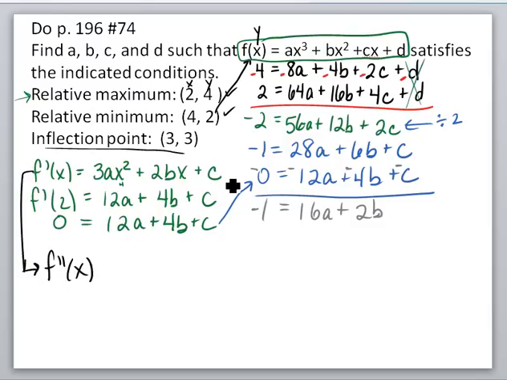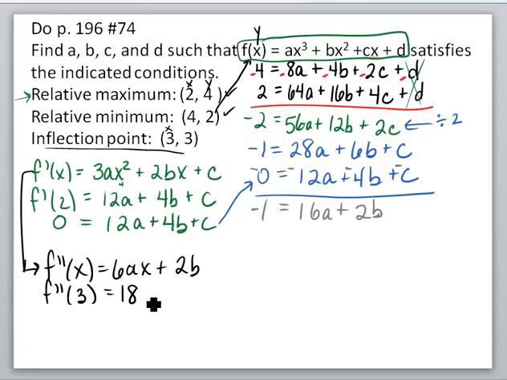I'm going to take the second derivative here, and I get 6ax plus 2b. Now, working with that, I'll be able to say, well, at 3, so the point of inflection occurs when x is 3, I have 18a plus 2b. Well, we know that the second derivative would be equal to 0 at this value.